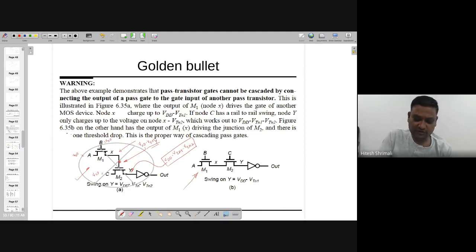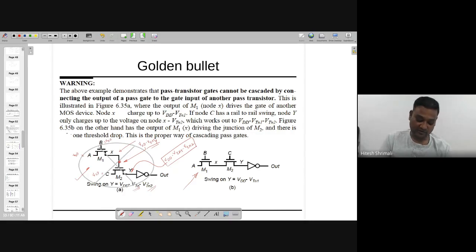So what this golden bullet says is that the above example demonstrates that pass transistor gates cannot be cascaded by connecting the output of a pass gate to the gate input of another pass transistor. If you do that, then you will not have just one threshold voltage reduction, but two threshold voltage reductions. If both of them are equal, then it's VDD minus 2 VTN. That's the reduction in threshold voltage.